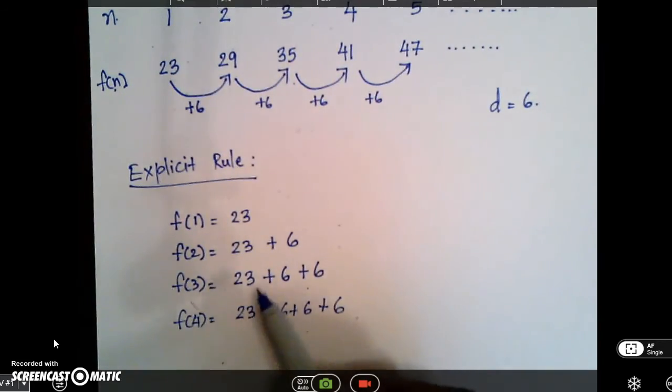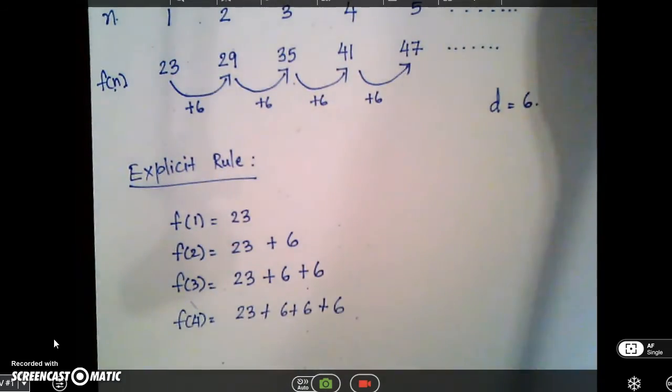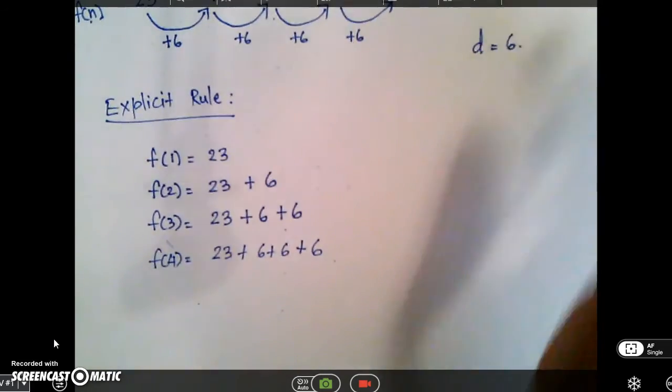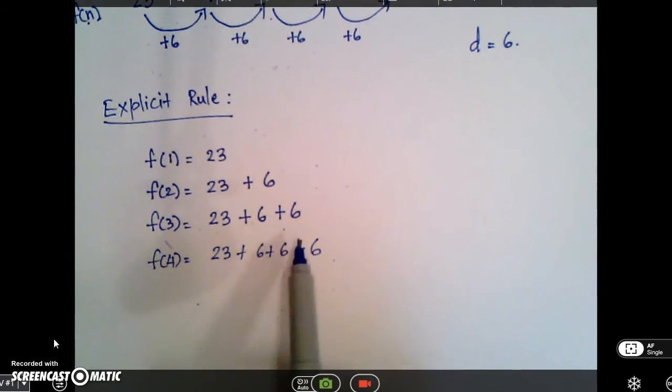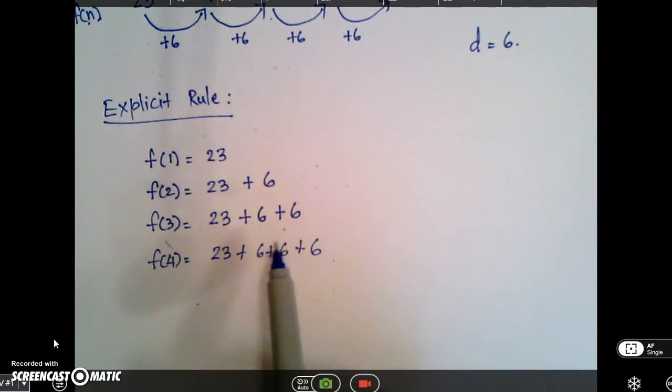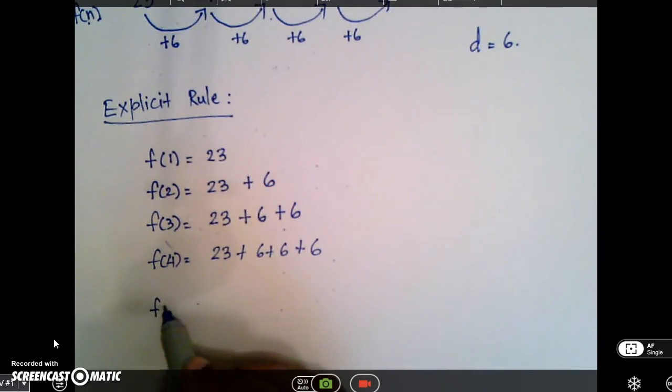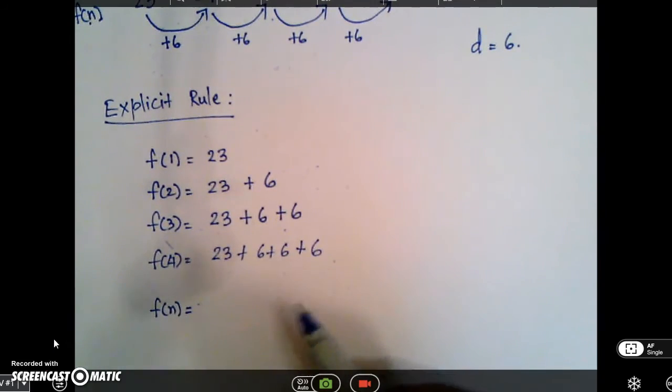So I keep on doing this. You don't have to do this every time. I'm doing this because I want you to get into the groove as to how to figure out what's happening there. Once you understand this, you can straight away write the rule. You don't have to write all these things. So this is just to give you an idea where you're going with it.